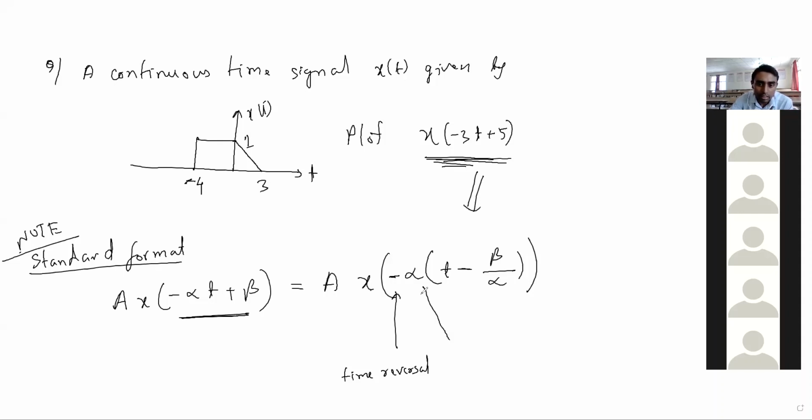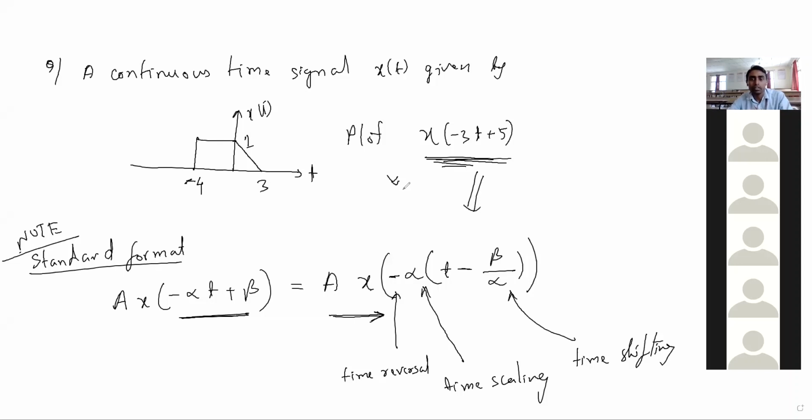If something is multiplied with the t, the property is scaling, time scaling. And if something is subtracted from or added to the t value, that is time shifting. Now to solve such type of question, you should proceed from left to right. That means you have to do time reversal first, then time scaling, then time shifting. It will make it easier to solve the question.